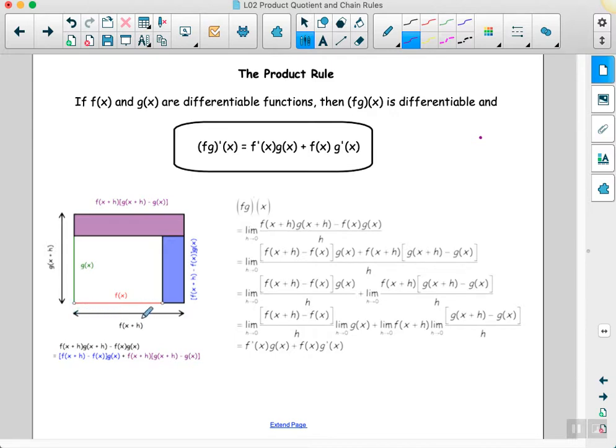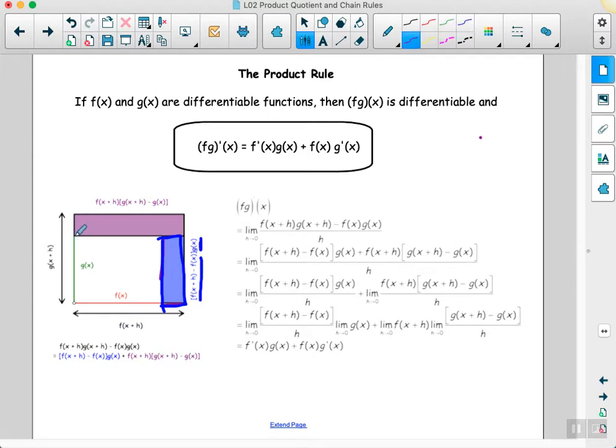So the distance along here is f at x plus h, and the distance along there is g at x plus h. This is g at x, and this is f at x. So this little piece right here would have to be f at x plus h minus f at x. So the area, I should probably do that one in blue. The area of this blue rectangle then would be f at x plus h minus f at x, because that's this length, times this length, which is g at x. So that's where that's come from.